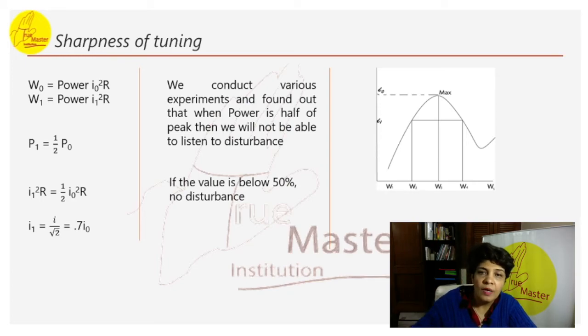So we have come to know P1 will be equal to half the maximum power. So under this, if the value is below 50%, there will be no disturbance. Putting in the value, we know P is equal to I square R. So here it will become I1 square R equals half I0 square R. I1 value will be equal to I0 by root 2, which is equal to 0.7 I0. So this is the relationship between the two. So we get the relation between peak current and the current that will give least disturbance. This is the relation.